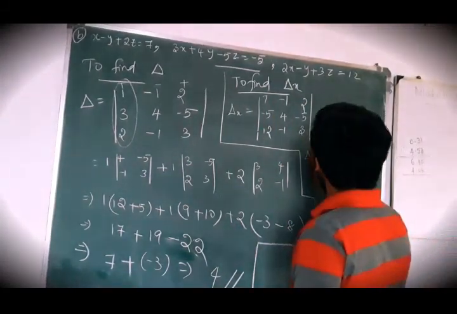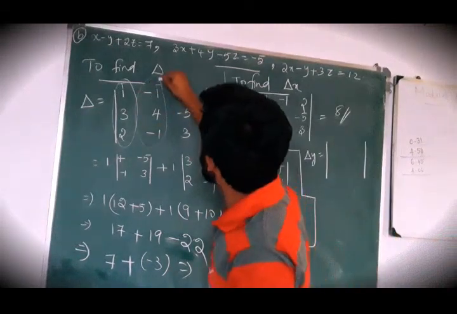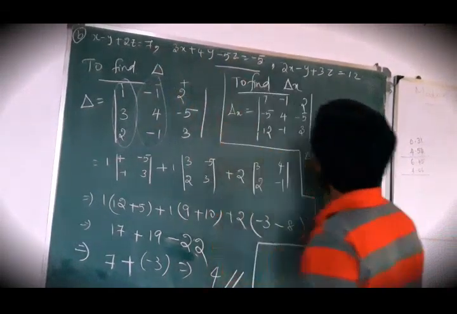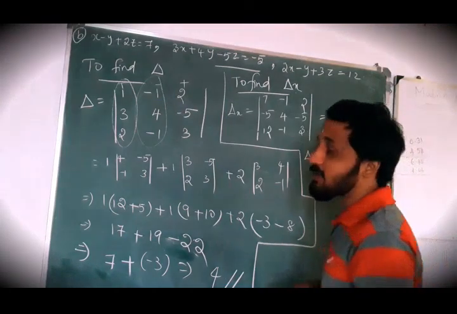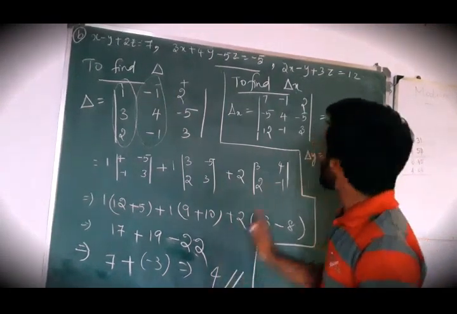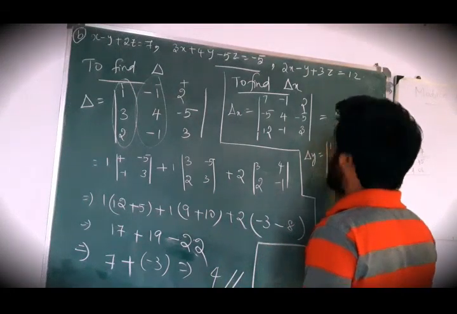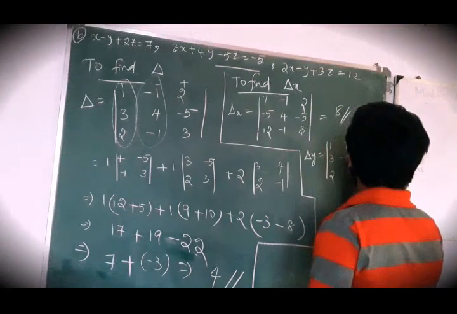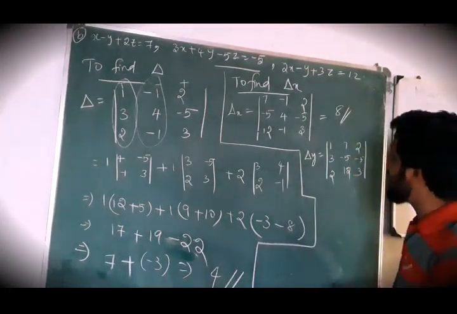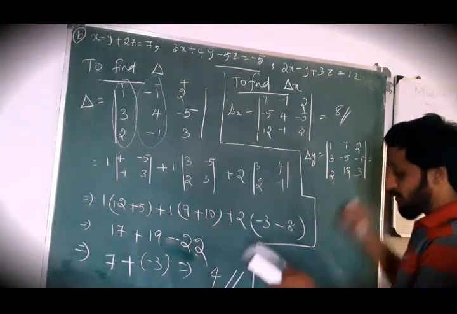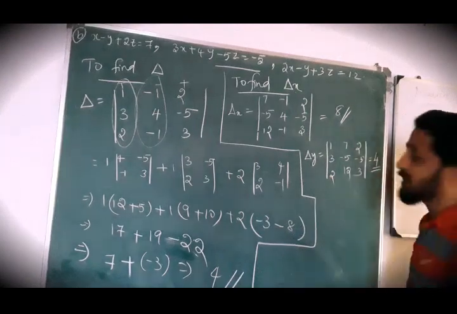Similarly, delta y is nothing but the determinant. In place of the y coefficient, I have to replace d1, d2, d3. So 7, minus 5, 12. The remaining x coefficient and z coefficient are the same. So here 1, 3, 2, 1, 3, 2, 2, minus 5, 3. After expanding with respect to the first row, alternating plus minus, you will get the value of delta y is 4. You will get delta y is nothing but 4.